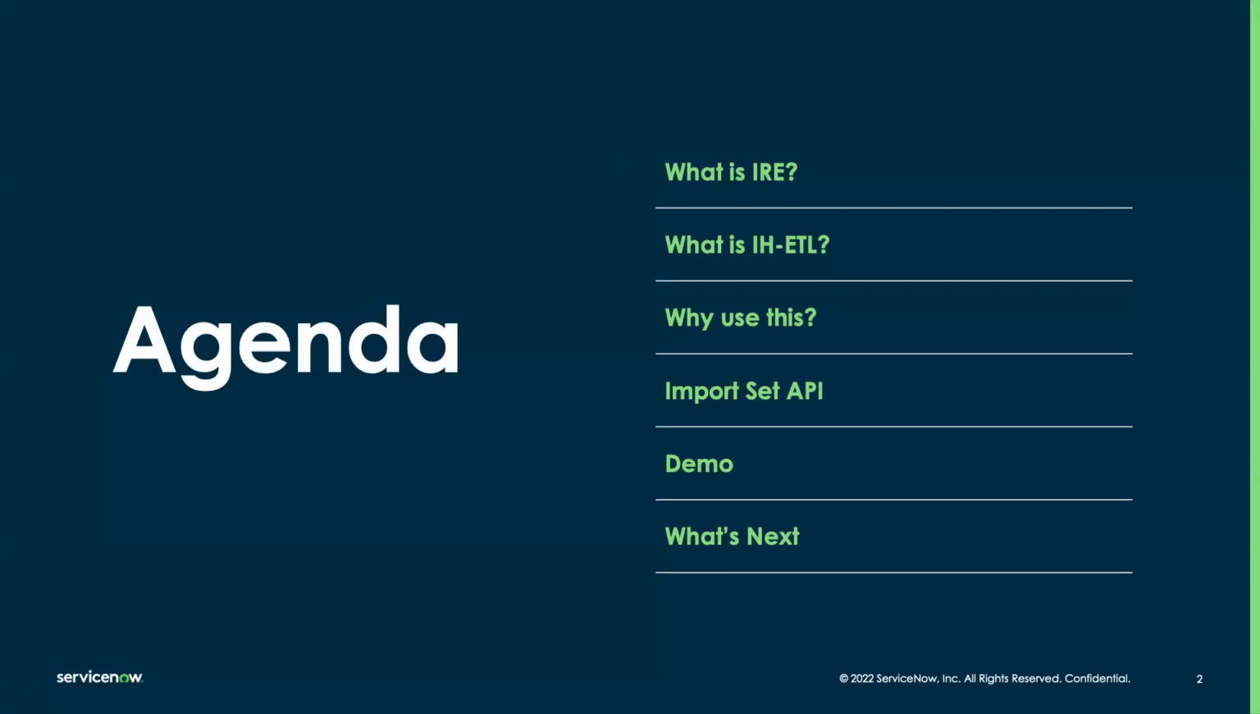So we're going to set a foundation so everybody has the same understanding of what the IRE is and what Integration Hub ETL is, as these are the two features in ServiceNow that have been updated to allow non-CMDB data to be processed as of Utah. And then we're going to go through why this is important. We're going to talk about the import set API, which isn't specific to this particular type of integration, but it is useful if you want to have a push-based integration instead of a pull-based. And we're going to walk through building it out and talk about some things you can do as next steps.